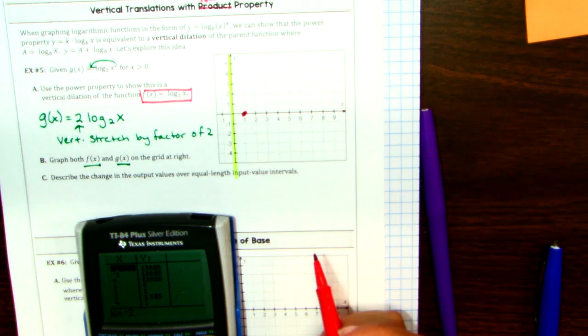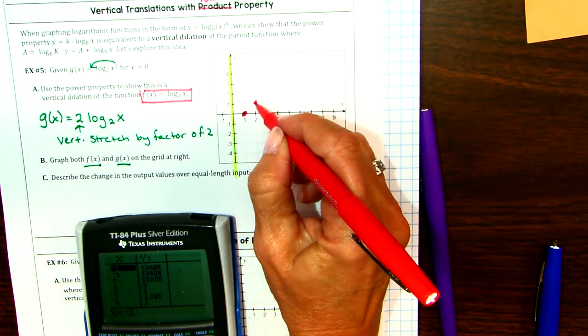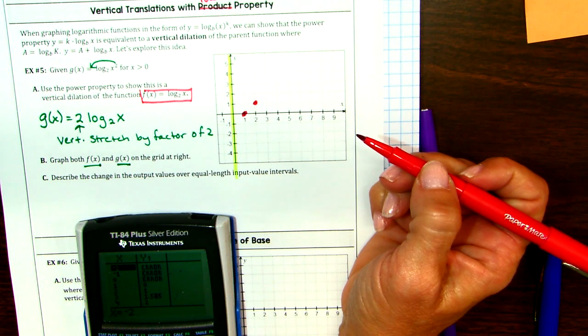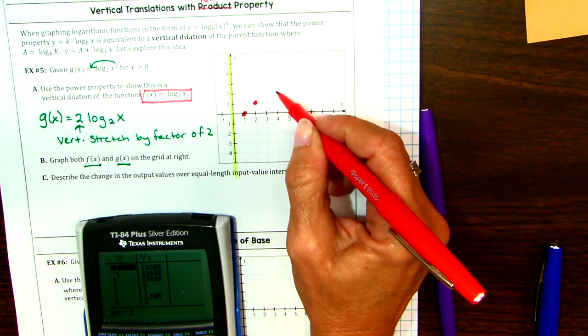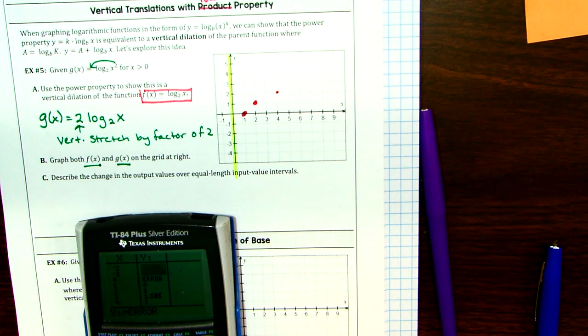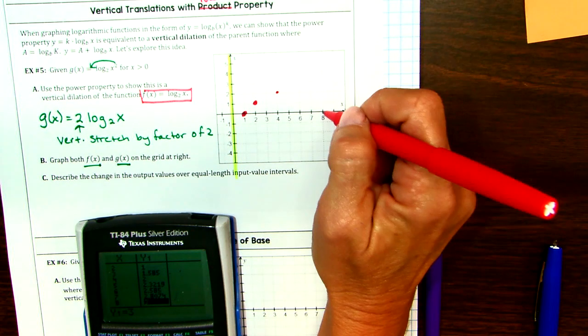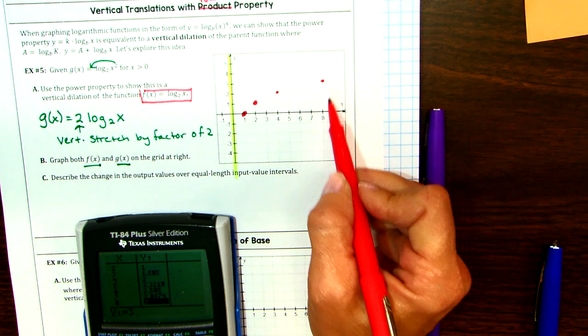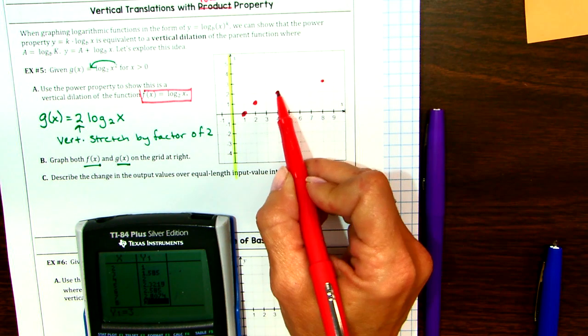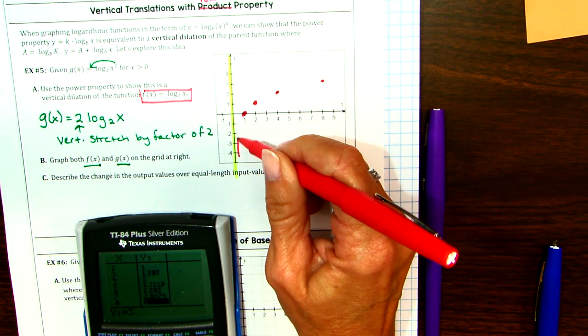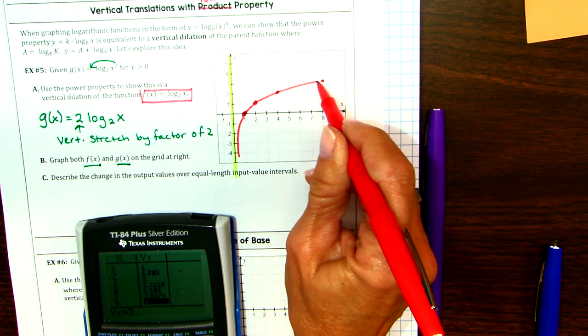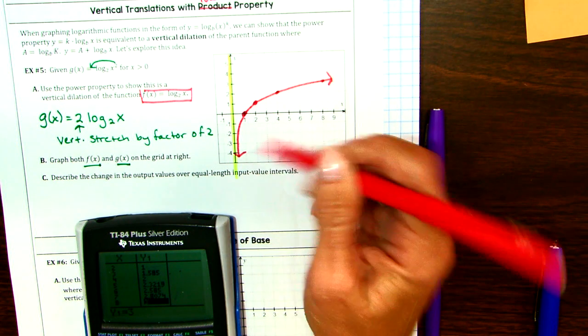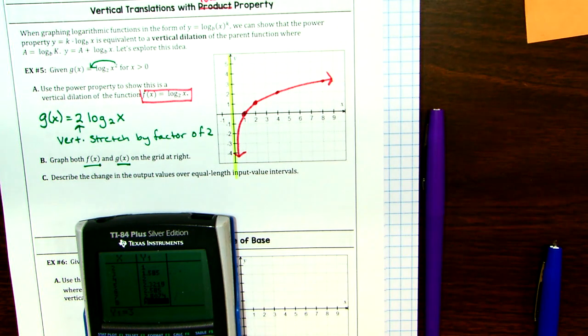And let's pick a few other nice points. 2, 1 would be a good point. 4, 2 would be a good point. Let's get one more to see it further to the right. And we have a good point at 8, 3. Okay, so now I can really see what's going on with this graph, and I can sketch the curve, arrows on the ends, not touching my asymptote, right? Okay, there's the parent function, great.